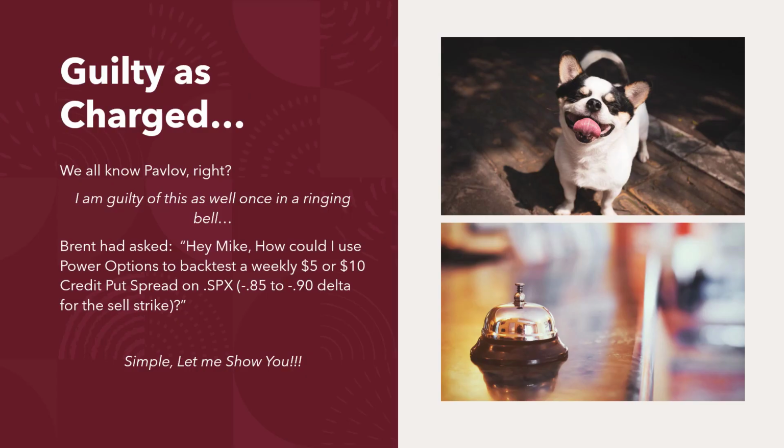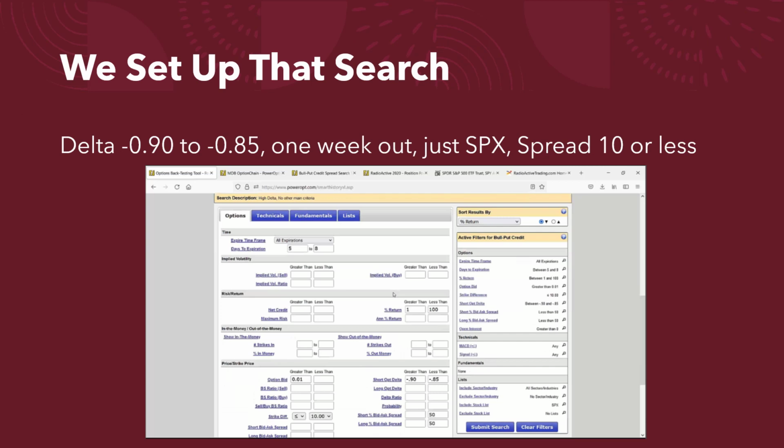On Friday, Brent had asked a question. He said, "Mike, how could I use Power Options to backtest a weekly $5 or $10 bull put credit spread on SPX with an 85 to 90 delta for the sell strike?" Well, we all know Pavlov, and I'm guilty of this once in a while too. I saw the question and said, "Simple, let me show you, because I know the tools can do it."